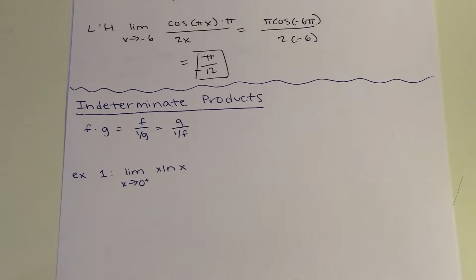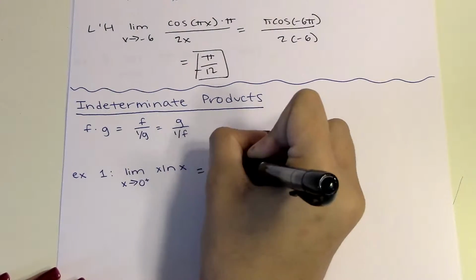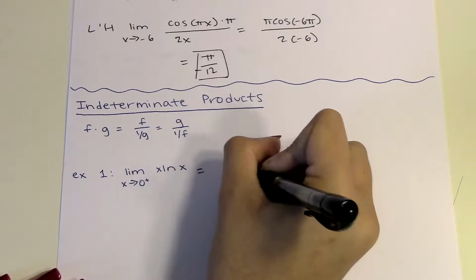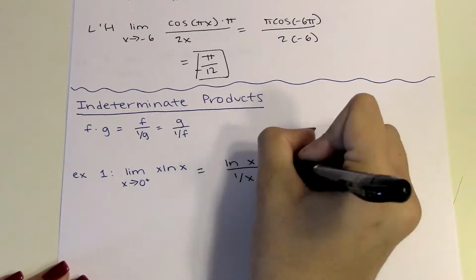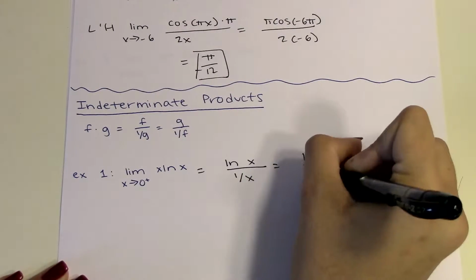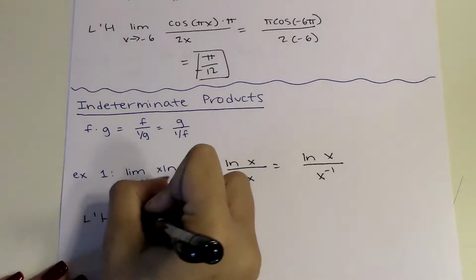Now indeterminate products. So for this, we utilize the idea that we can manipulate what we are given into something we can work with. So here we know that dividing by 1 over something is the same thing as multiplying by that same number. So we're going to use that to our advantage, and I'll show this with our example. So here, we're going to leave ln of x on the top and move x to the denominator and make it 1 over x. And for the purpose of finding derivatives, I'm going to change this to x to the negative 1. So now we can use L'Hopital's.